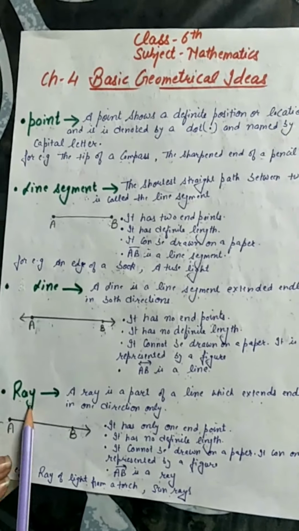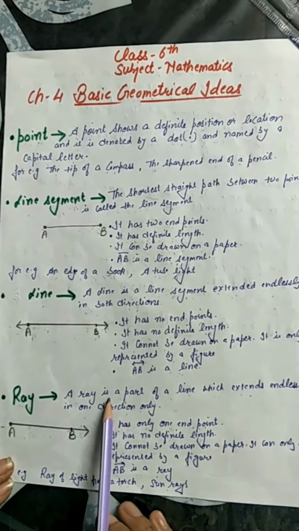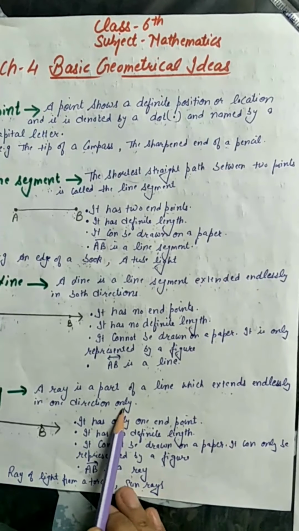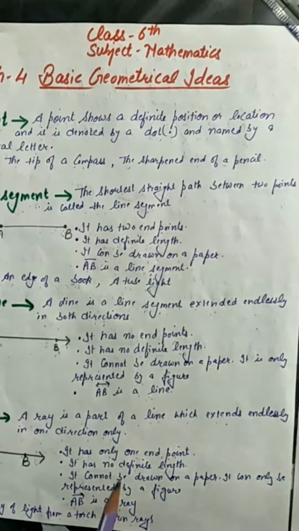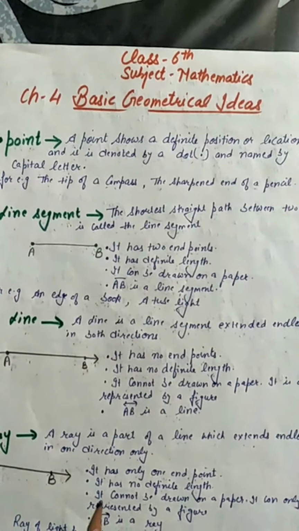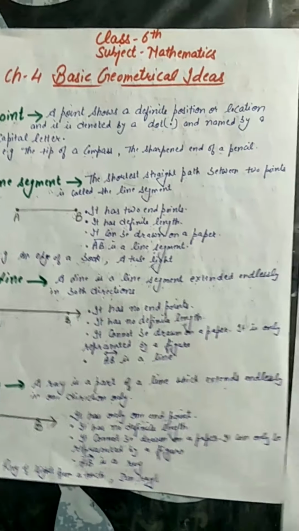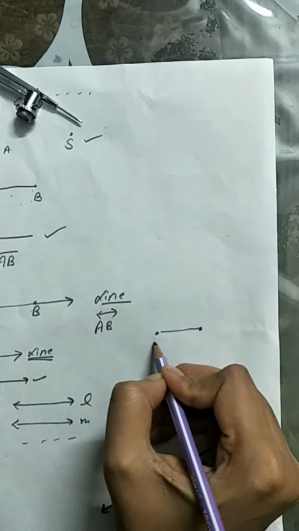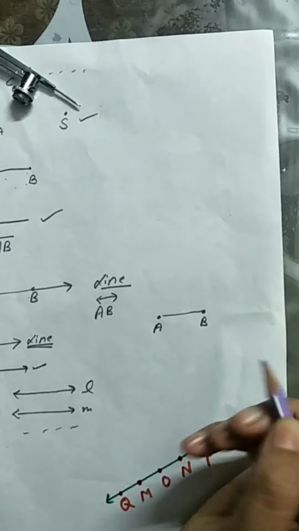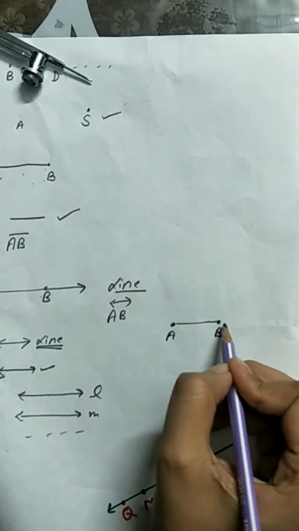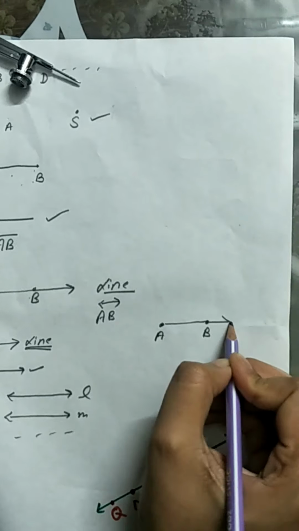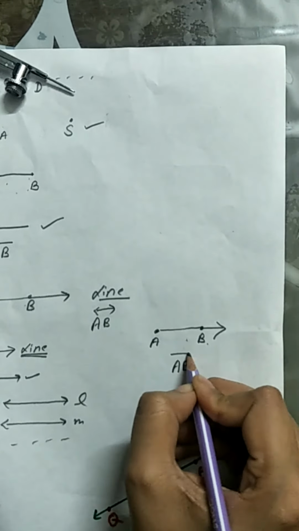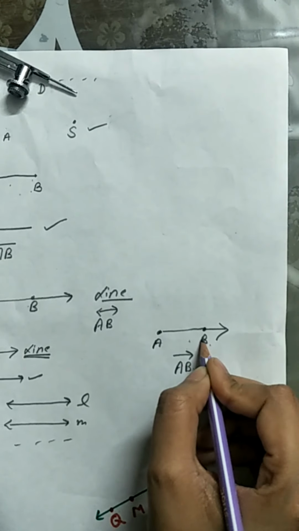Now the next topic is ray. What is a ray? A ray is a part of a line which extends endlessly in one direction only. A line segment extended endlessly in one direction is called a ray. See here, if I take line segment AB, this is the starting point. If I extend it only in one direction, we get a ray. So this is a ray, ray AB. This is a representation of a ray.